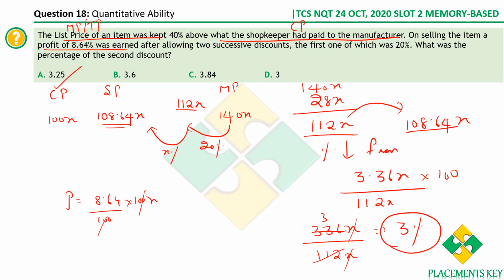So first we have taken the cost price, then we have found the selling price. With 8.64% profit, the selling price is supposed to be 108.64x. Similarly, we are going back from the mark price, which is 140x. On that, first a discount of 20% is given, so the intermediate value is 112x. On that again x% is given, so we are just calculating the percentage decrease from 112x to 108.64x, which gives the discount of 3%. So option D is the right answer for this question. I hope this is clear for everyone.